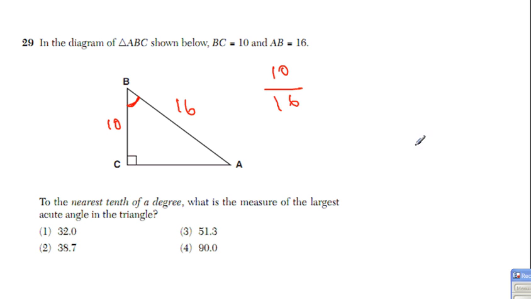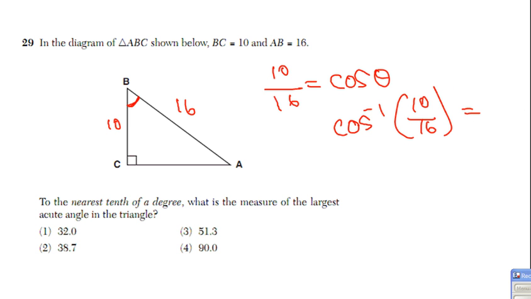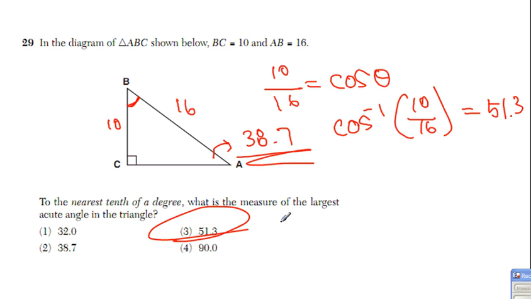This is the shape. Now, this one is going to be coming from cosine of theta. How do you find theta? Theta is the arc cosine of 10 over 16. That should give us the actual answer. Once you do this, I believe this is about equal to 51.3. That makes the other angle around 38.7-ish. So our answer will be choice number 3, which is this one.